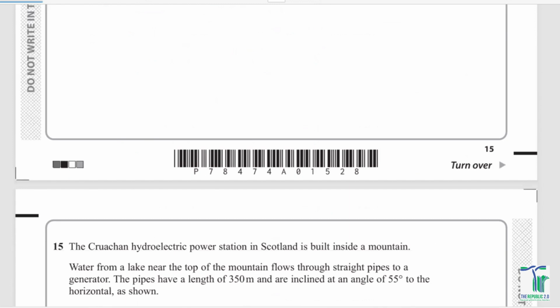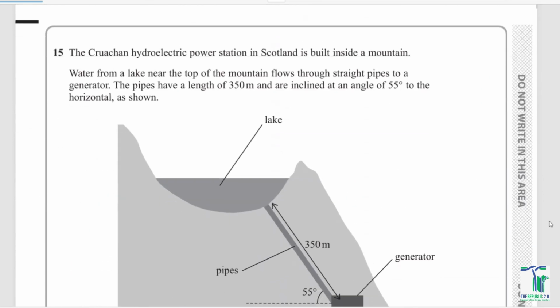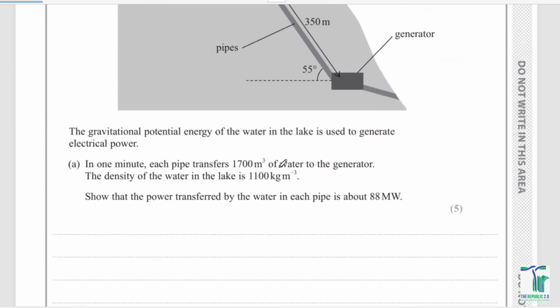Okay. Now we'll talk about question number 15. A hydroelectric power station in Scotland is built inside a mountain. Water from the lake near the top of the mountain flows through straight pipes to a generator. The pipes have a length of 350 meters and are inclined at an angle of 55 degrees to the horizontal. The gravitational potential energy of the water in the lake is used to generate the electrical power. In 1 minute, each pipe transfers 1700 meters cube of water to the generator. The density of the water in the lake is 1100 kilograms per meter cube.